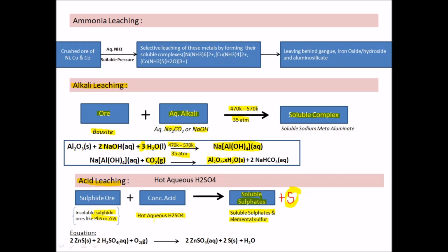The equation would be 2ZnS. If you take the ore as ZnS, you have zinc sulfide in the solid state being treated with hot concentrated sulfuric acid, hot aqueous sulfuric acid, along with oxygen. Zinc sulfide gets converted into zinc sulfate, and elemental sulfur in the solid state is obtained along with water molecules. In this process, the insoluble sulfides are converted into soluble sulfates and elemental sulfur.